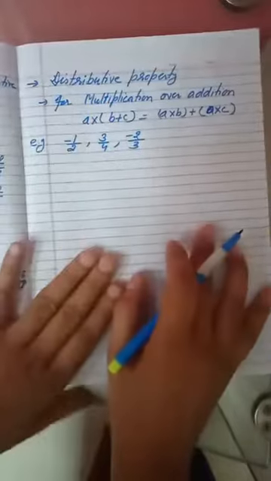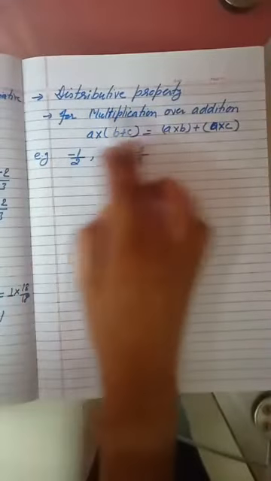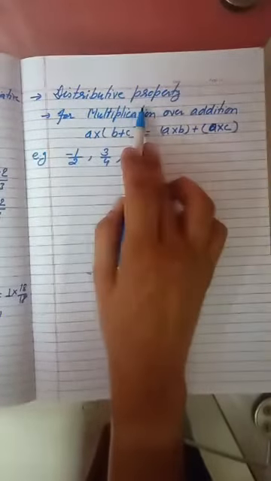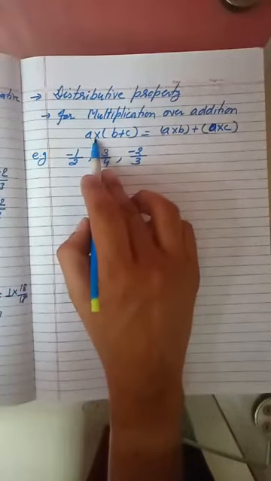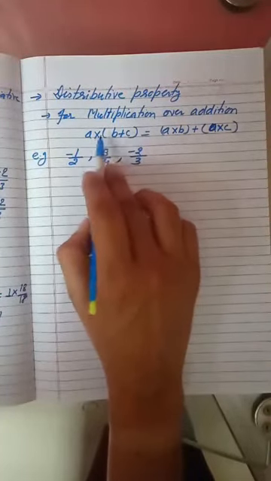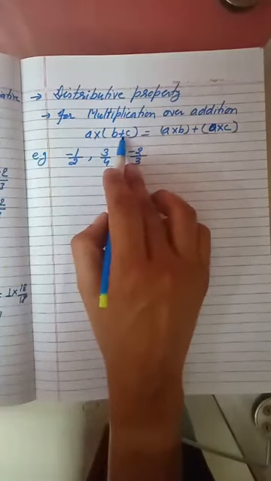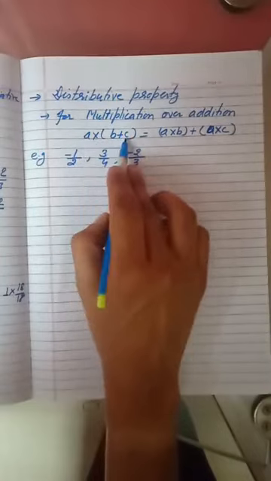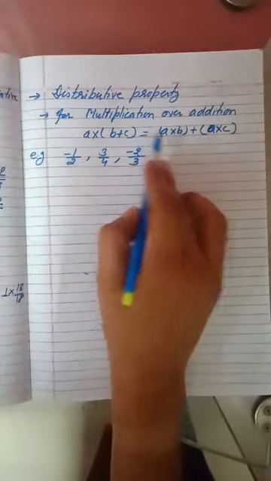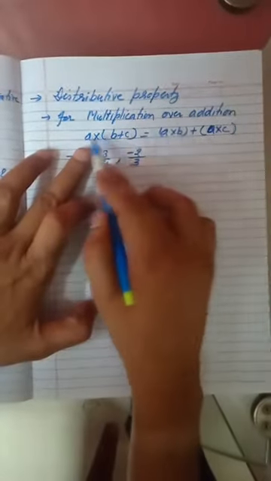Now the distributive property. According to the distributive property, multiplication over addition. In our distributive property, we are taking two signs in our conditions. Okay, here multiplication over addition is there. That means you are using multiplication as well as addition. The condition is A multiplied with B plus C is equal to, you have to just solve this bracket, A multiplied with B and A multiplied with C. Now you will find whether it is true or not.